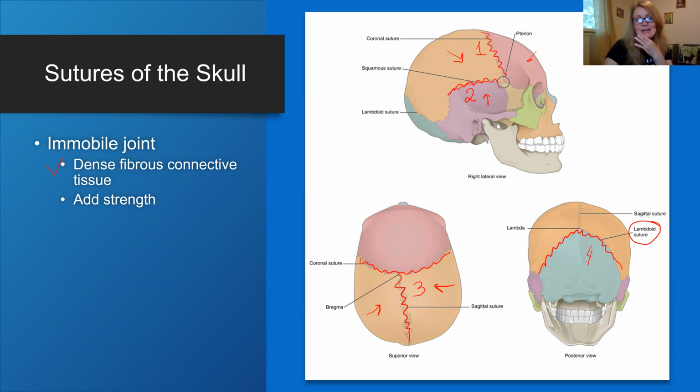And of course, we have way more. Every single bone, all these 21 bones connected by sutures, they all have names. But those are the biggest ones, the major ones that we're covering in this lecture.